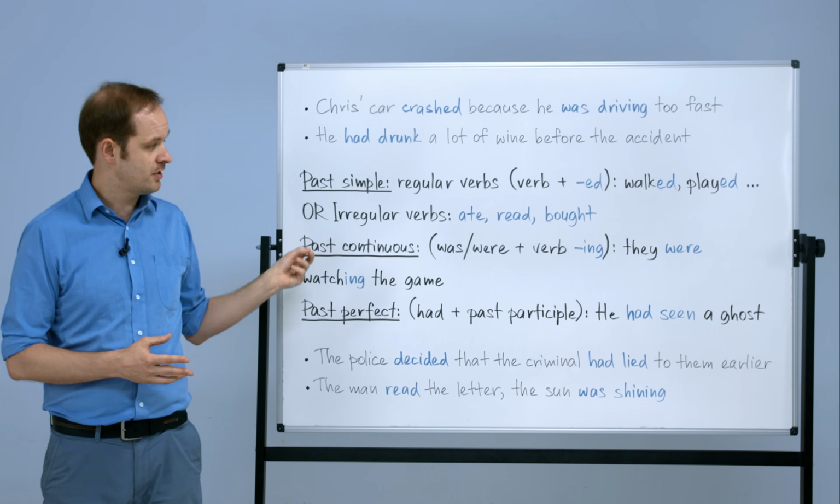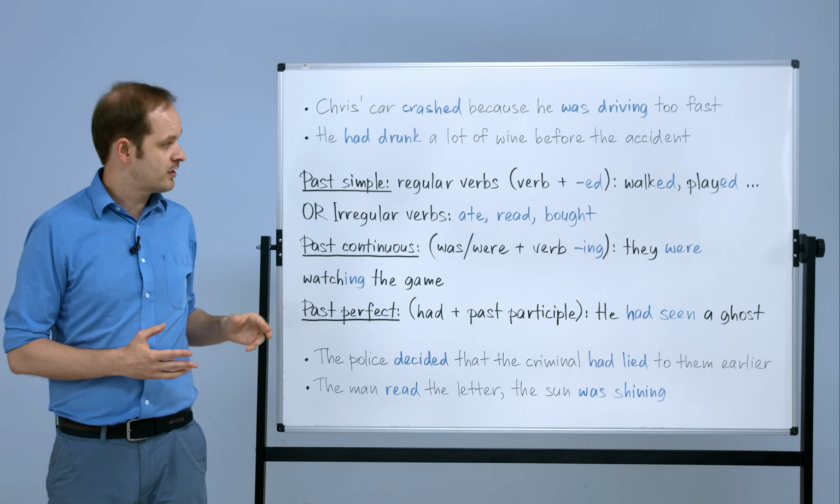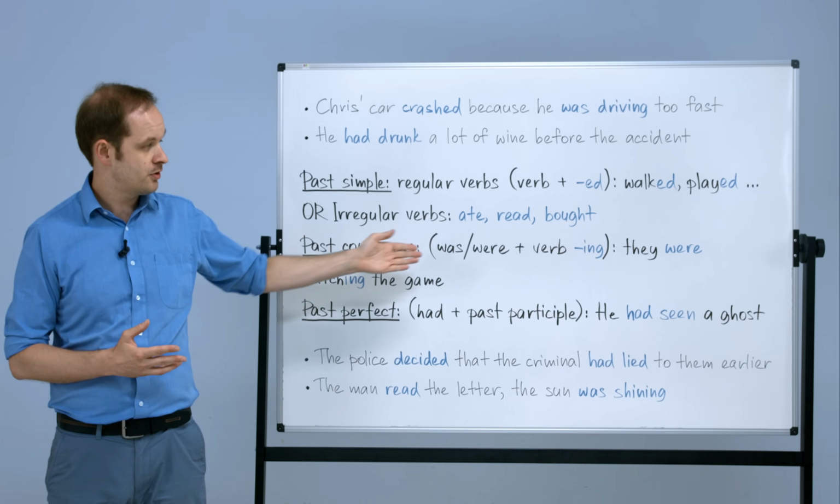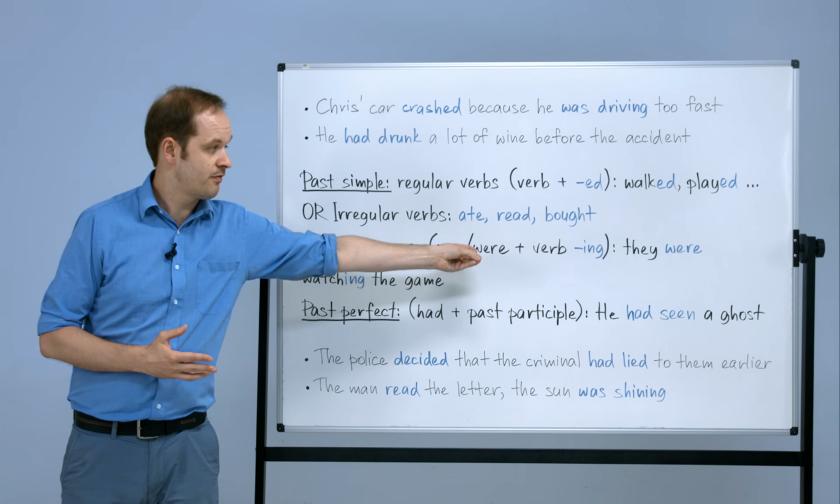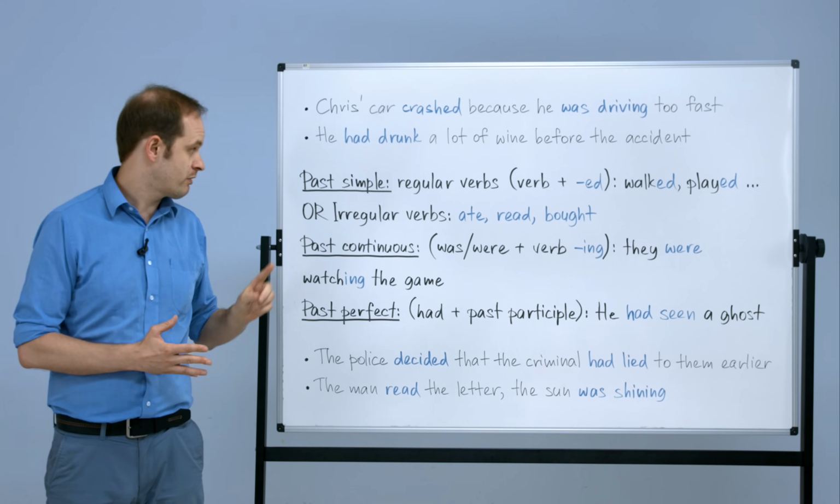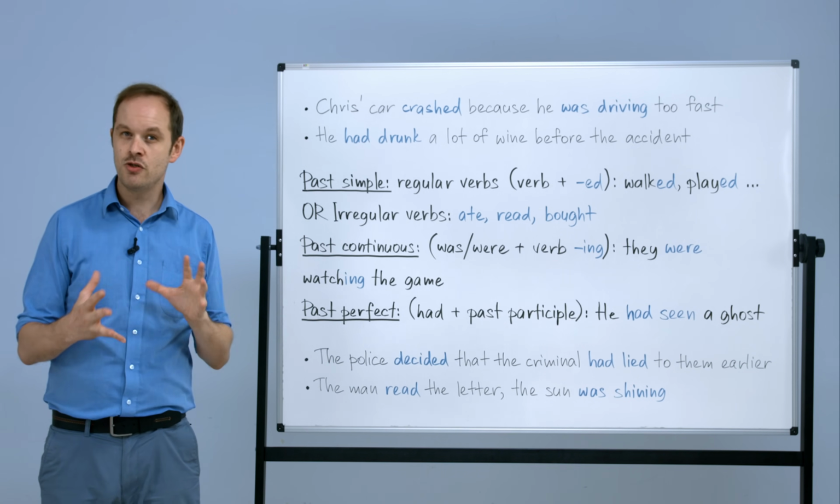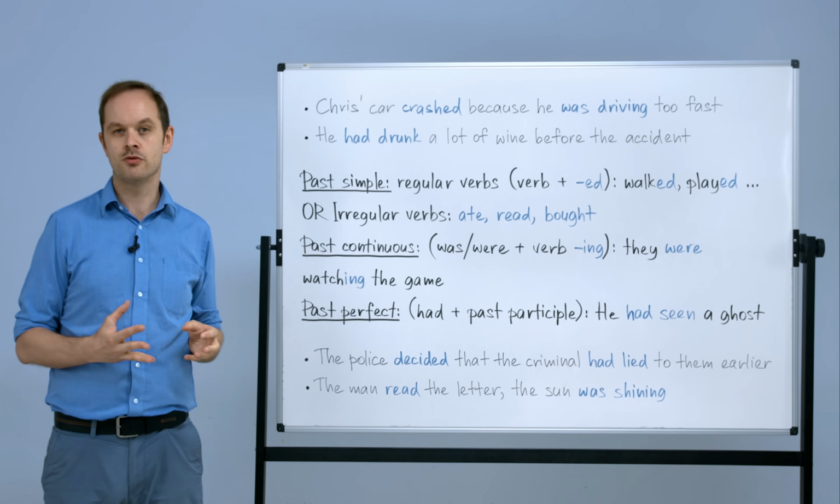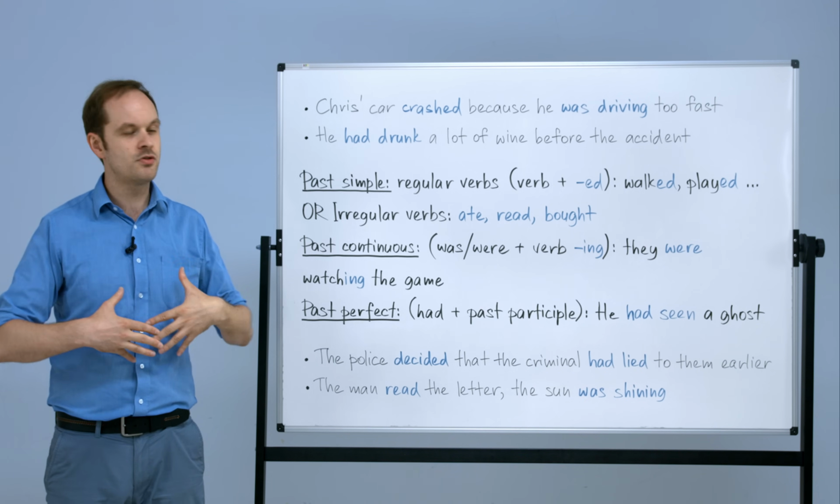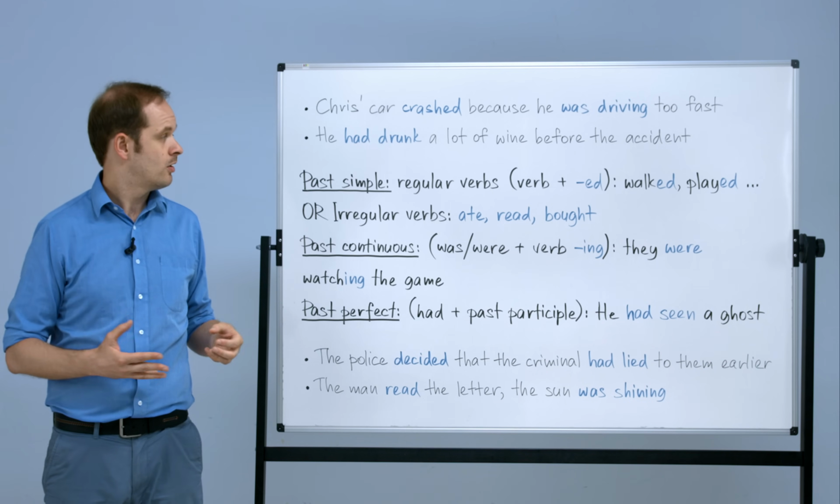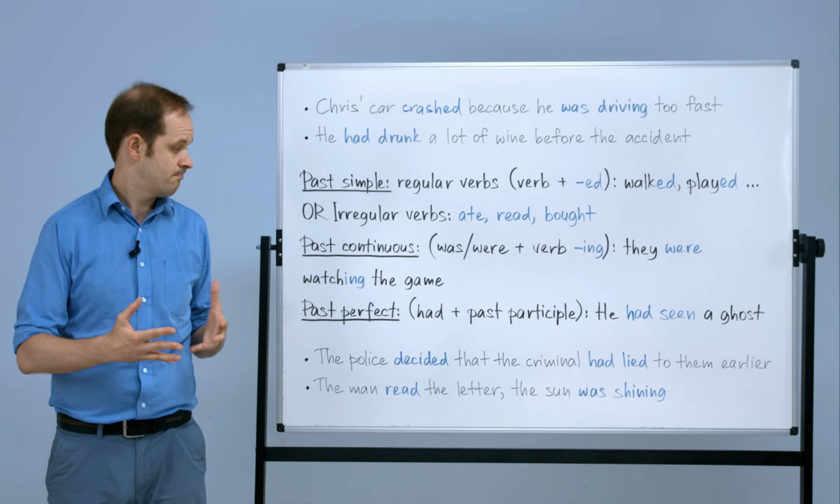We also use the past continuous. He was driving too fast. Well, the past continuous is was or were plus the verb with ing. For example, they were watching the game. Now, the past continuous can be used in lots of different ways in a story. Generally speaking, it's used to give background information, or it's used to describe duration.